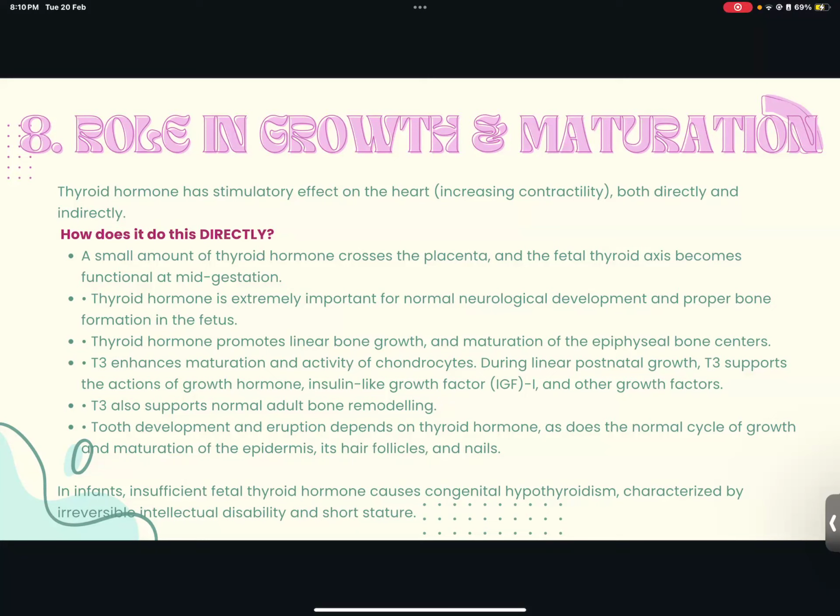So bone remodeling basically means that the bones are going to be broken down and then refilled by osteoclasts and osteoblasts. Osteoblasts are going to fill in the holes that are left by osteoclasts, and that's going to be happening with thyroid hormone. And finally, tooth development and eruption. When children have their teeth developing and then they come out of their gums, it depends on the thyroid hormone.